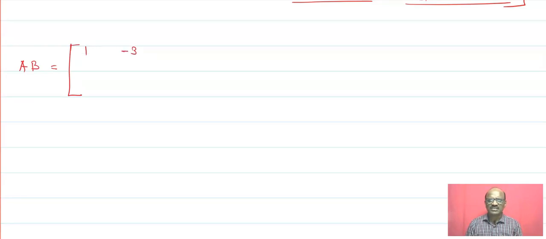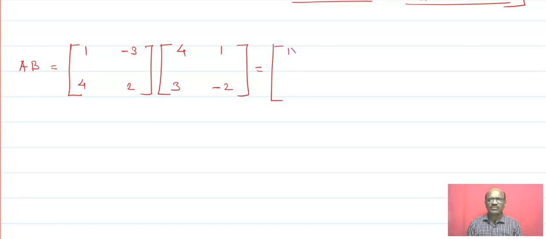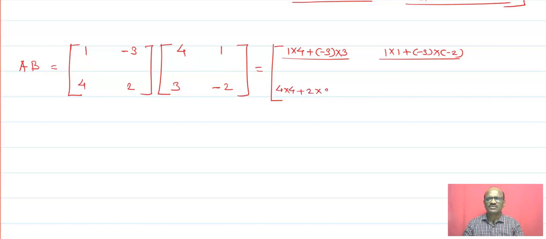Now see this. That is [1, minus 3; 4, 2] and [4, 1; 3, minus 2]. Now the multiplication. First is 1 into 4 plus minus 3 into 3. This will be the first row, first column. First row, second column: 1 into 1 plus minus 3 into minus 2. Next is second row, first column: 4 into 4 plus 2 into 3. And second row, second column.